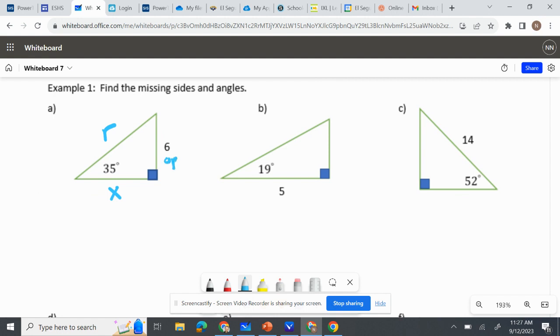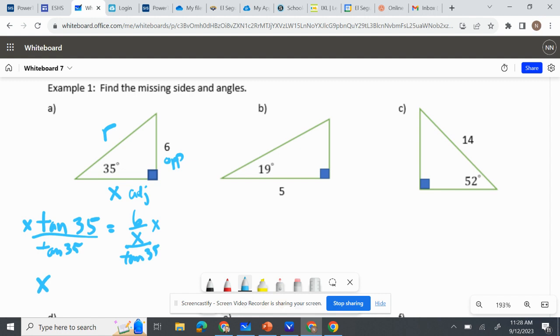So we have 35 degrees. This is our opposite side. I'm going to solve for x first. That's the adjacent side. So what I have is opposite over adjacent, which is tangent. So tangent of 35 is equal to 6 over x. I'm going to multiply each side by x, then divide by the tangent of 35 in order to get the x by itself. And so x is equal to 6 over tangent of 35.